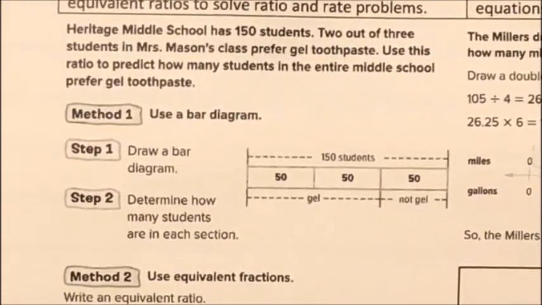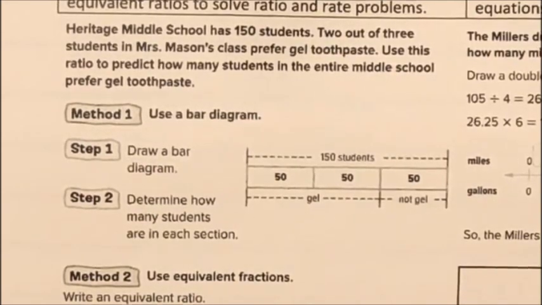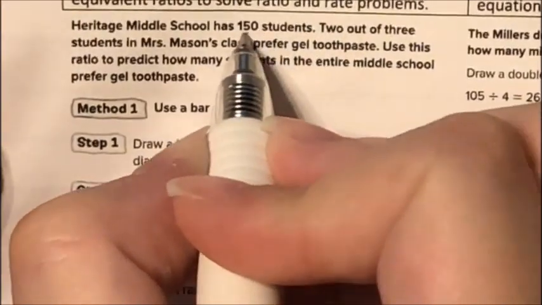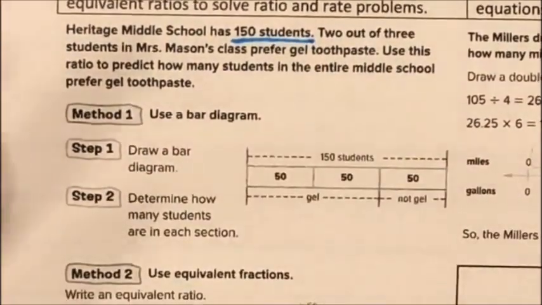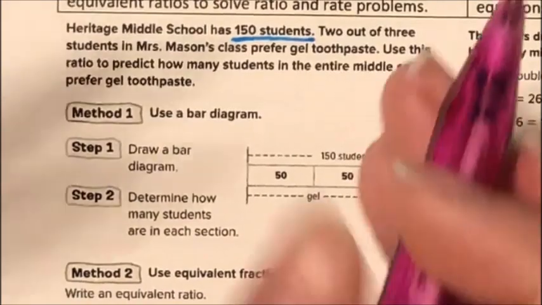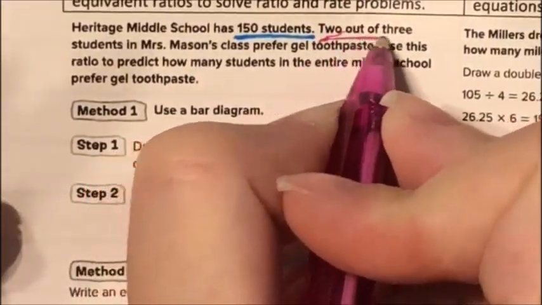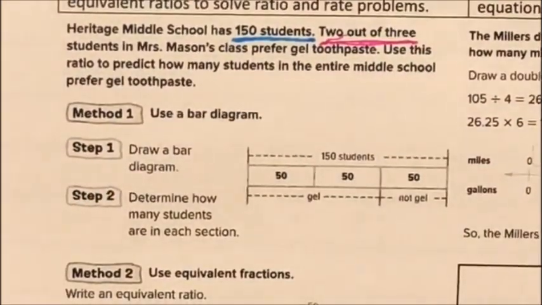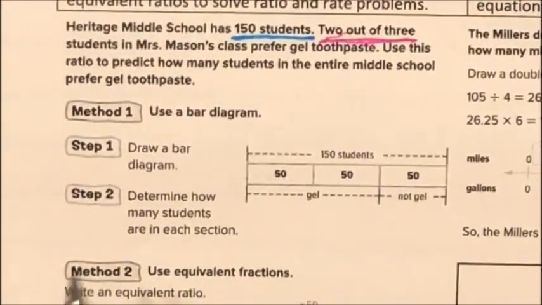Heritage Middle School has 150 students. 2 out of 3 students in Mrs. Mason's class prefer gel toothpaste. Use this ratio to predict how many students in the entire middle school prefer gel toothpaste. So the first thing I want to know, 150 students, that's the total number of students. The ratio they gave me was 2 out of 3, so 2 to 3. So the first method I'm going to use is a bar diagram.